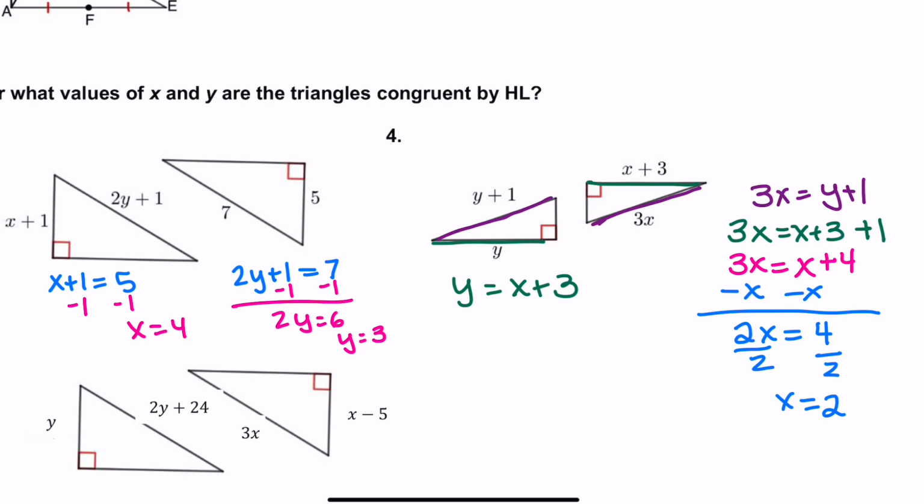Now I also need to figure out what the y is. I'm going to take this 2 and substitute it into the x of the other equation. So y equals 2 plus 3, so y equals 5.